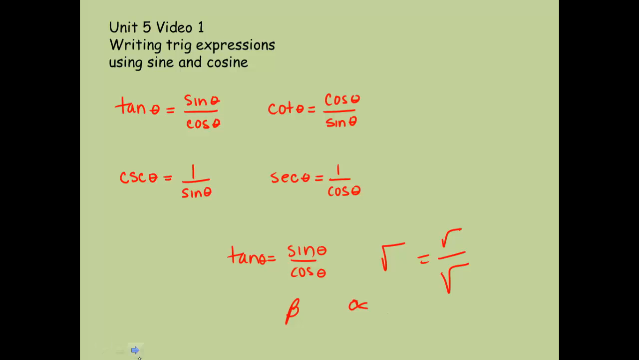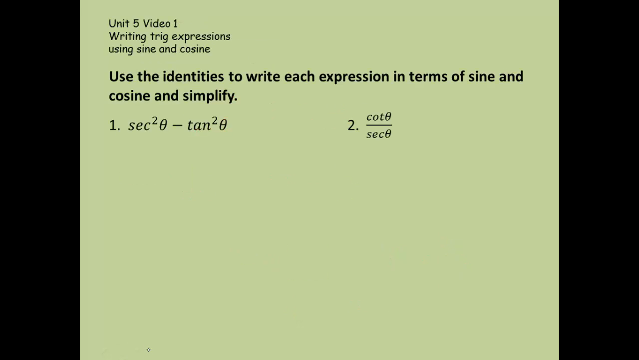Okay, let's go ahead. So here I've got secant squared of theta minus tangent squared of theta. And I need to write this using just sine and cosine. So for the first one, I know that secant is 1 over cosine. So I'm going to write that as 1 over cosine squared of theta because I have secant squared. And I know tangent is sine squared of theta over cosine squared of theta. If tangent is squared, so are both my sine and my cosine.